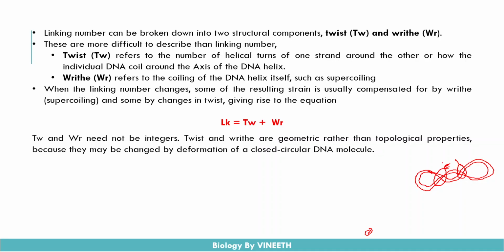If we link the twist and writhe with the linking number, the formula will be linking number equals twist plus writhe. This is actually a confusing topic, so I will not focus much more on it.